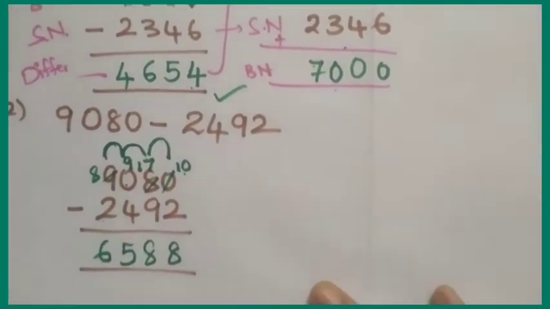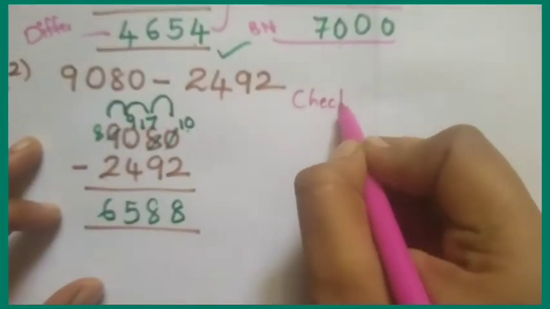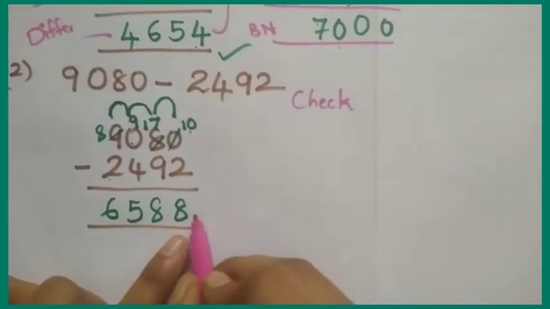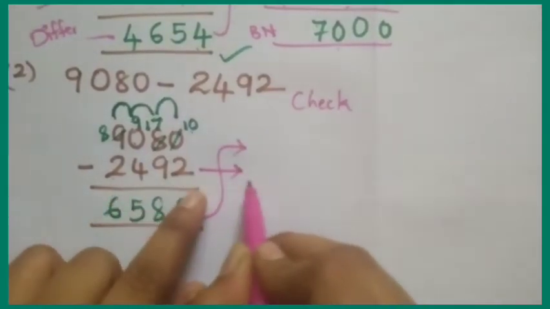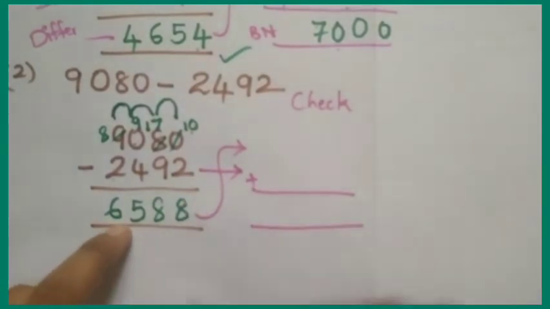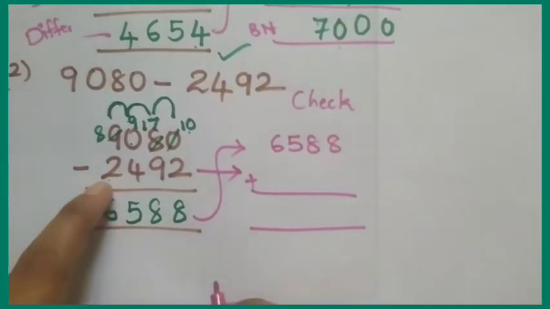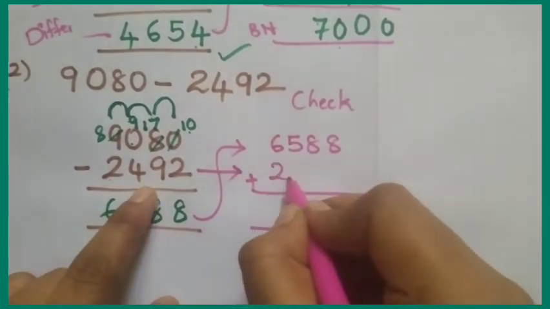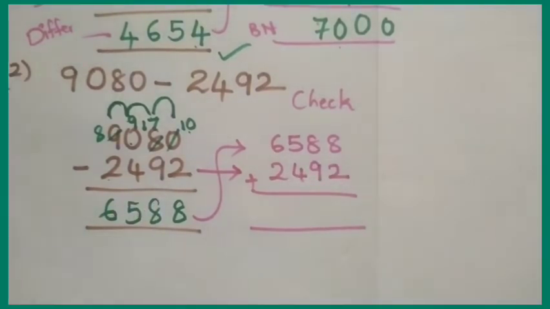Let's see for this one, very easy. We'll check by writing the difference here. Next, the smaller number, the second number, we have to write, and we have to do addition. The difference is 6588, and the smaller number is 2492. Now add these two.